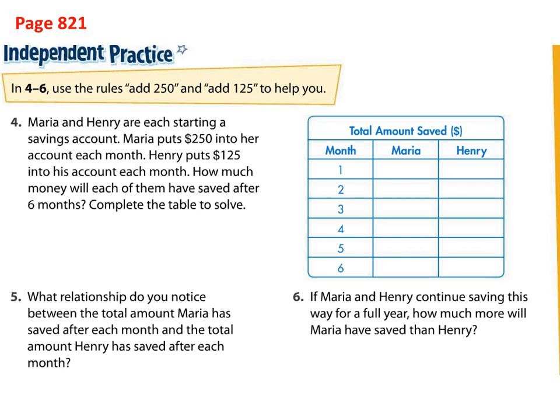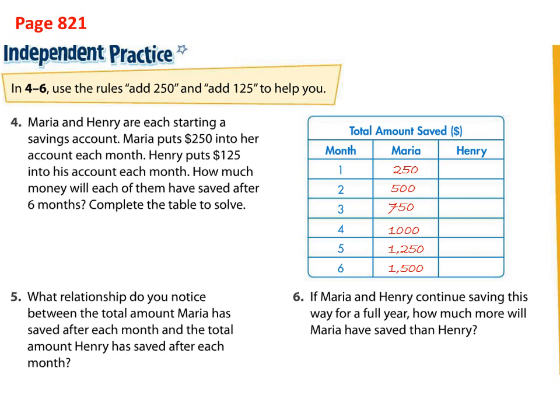Of course, for the first month, Maria saves 250. For 2 months, it will be 250 and 250 again. So 250 plus 250, or we can multiply by 2. So it's 500. What's 500 plus 250? Yes, 750. And $250 more, 1,000. 1,000 plus 250, 1,250, plus 250 again. So it will be $1,500.